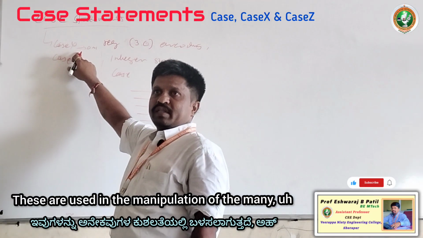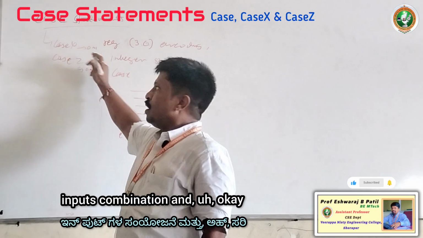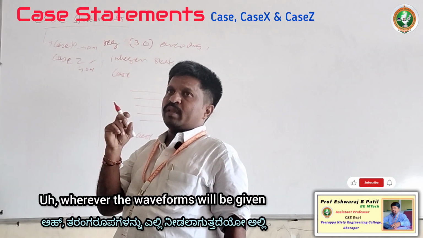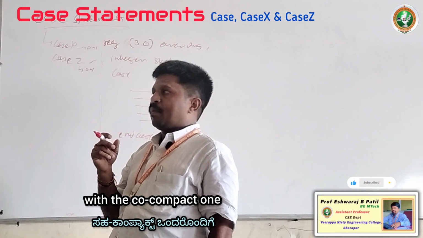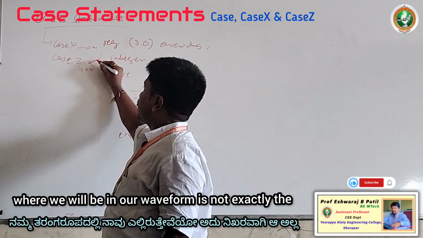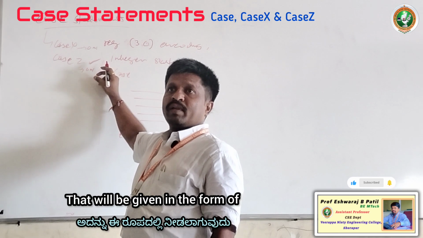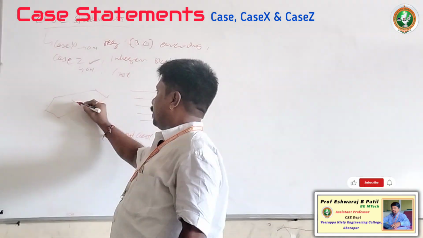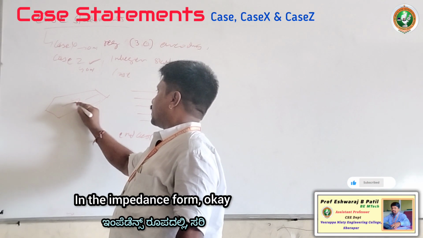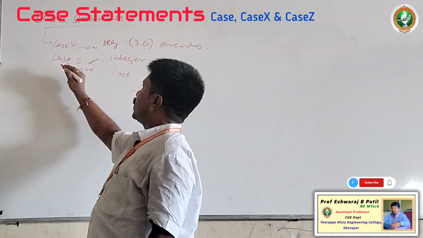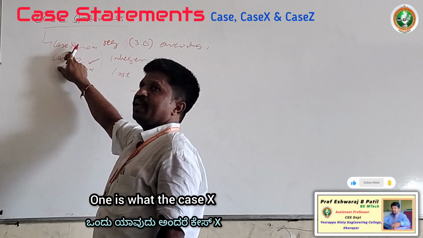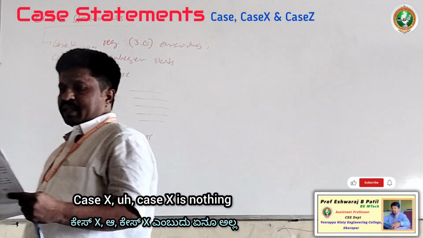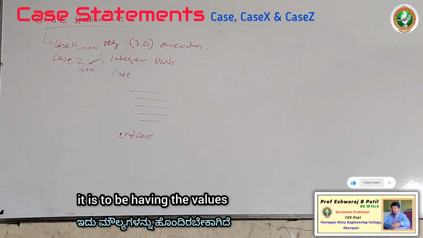These are used in the manipulation of many input combinations, and this is the high Z, wherever the waveforms are given in a compact form, where our waveform is not exactly what we need, that will be given in the impedance form. So there are two variations in the case statement. One is casex, another one is casez.